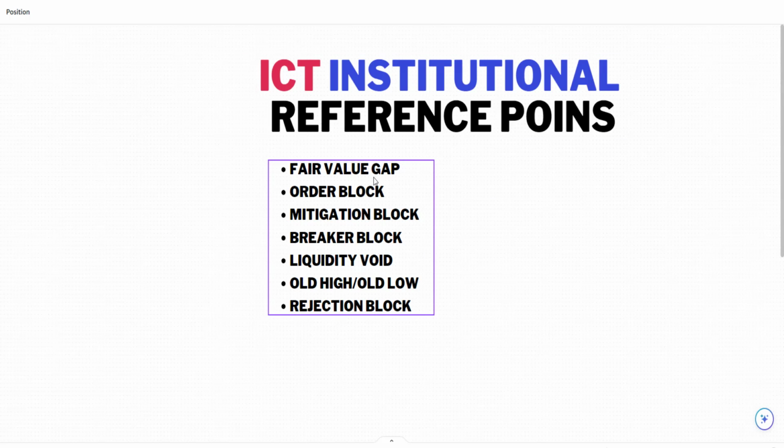You can actually see we have fair value gap, order block, mitigation block, breaker block, liquidity void, old high and old low. We also have rejection block. These institutional reference points are so powerful that we'll have to treat each and every one of them differently. I will make 7 different videos explaining all of them, and I will make a playlist so you can easily learn how to use them and how to identify them on your chart.